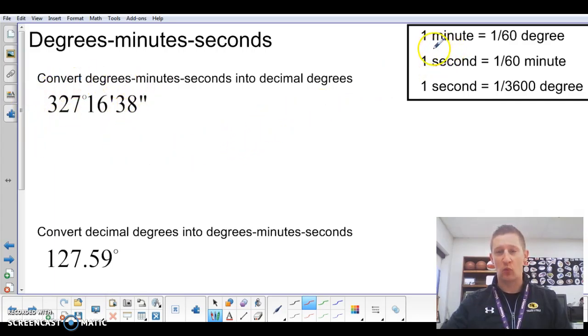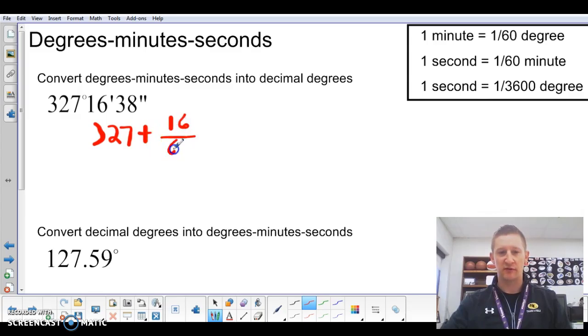Thing to understand is that 1 minute would be 1/60th of a degree. 1 second would be a 60th of a minute. So if you multiply those two together, 1 second is going to be 1/3600th of a degree. Okay. So if I want to convert this into decimal degrees, the way I will do that is I'm going to take 327, which is the big part, plus 16 times 1/60th.